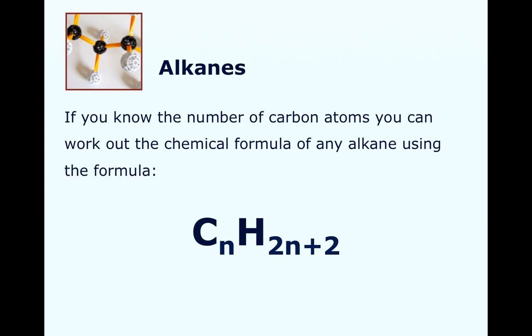If you know the number of carbon atoms in your alkane chain, you can work out the chemical formula of any alkane using a general formula. And the general formula for alkanes is CnH2n+2. So for example, if you had 2 carbons, it would be C2, and then hydrogens, it would be 2 times 2, 4, plus 2 more, 6. So for ethane, you have C2H6. You need to learn this formula so that you can apply it, and I will give you some practice of this.